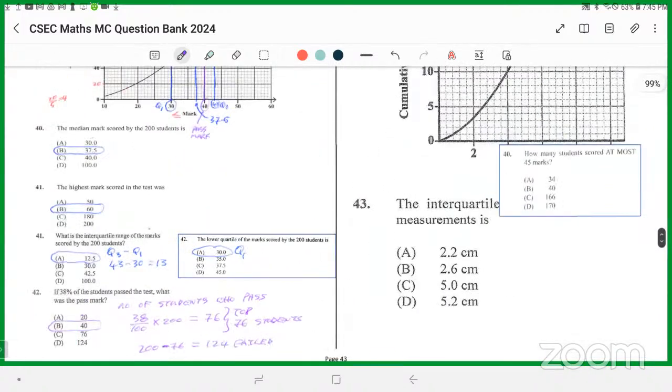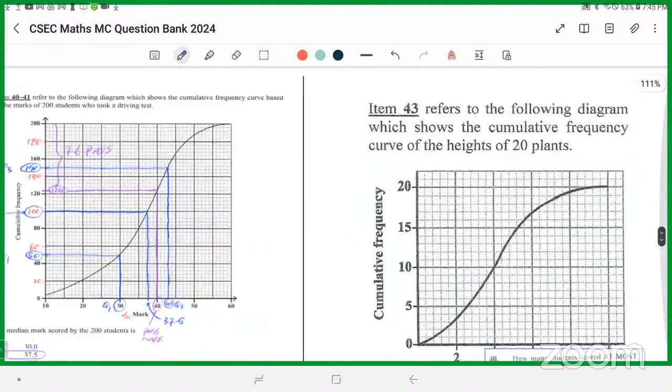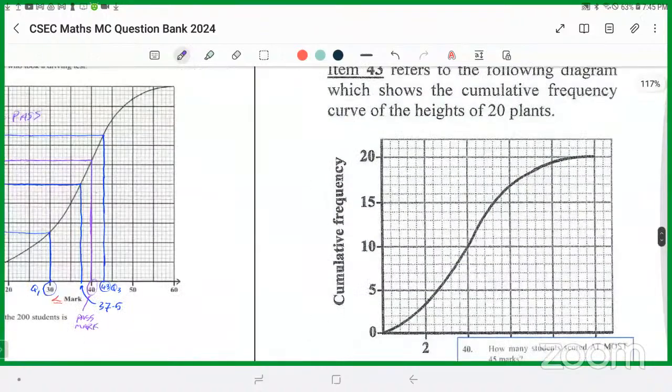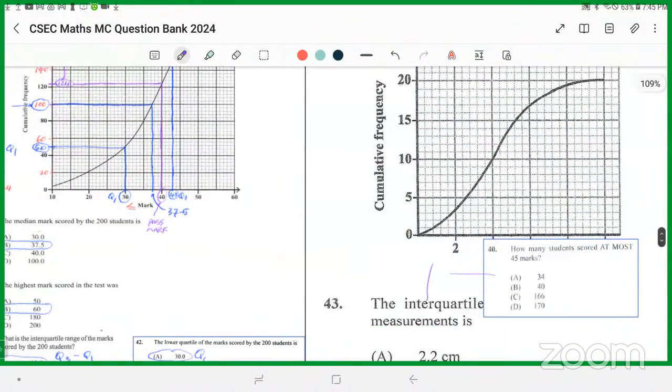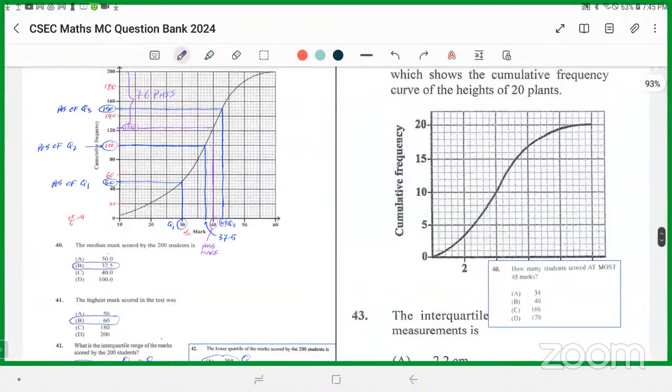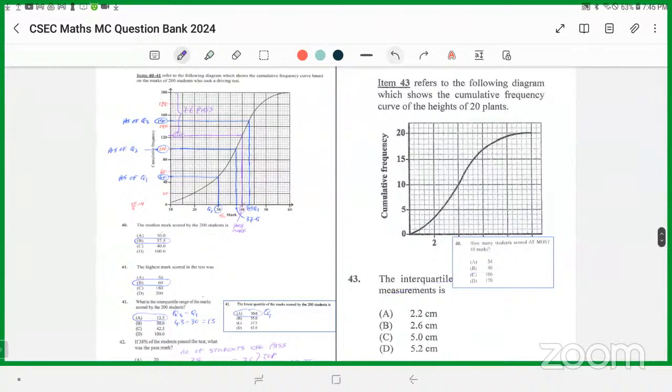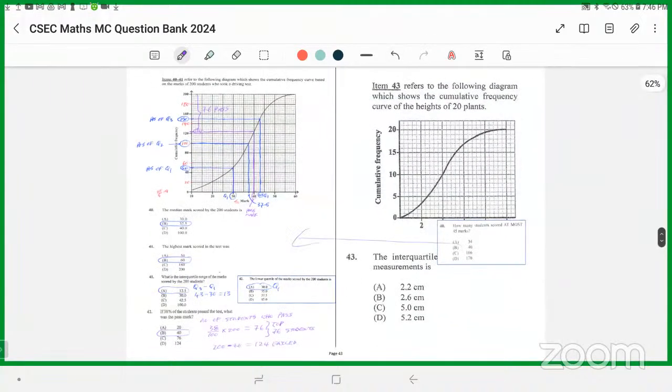All right. Let's continue. This one says, item 42 refers to the following diagram, which shows the cumulative frequency curve for the height of 20 plants. There are two questions relating to the same diagram from two different years. This one says, how many students scored at most 40? Oh, this is the wrong place. I think this is supposed to be over here. Why did I put that here? This relates to this as well.